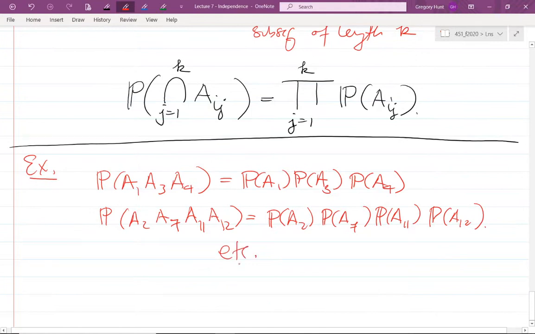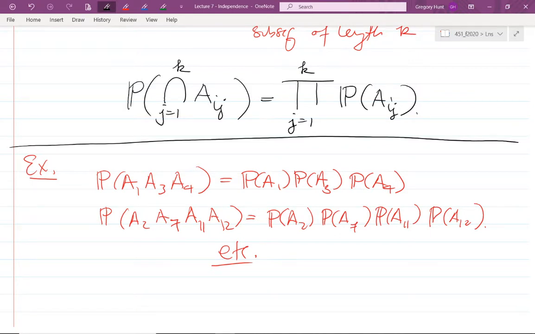I can write, etc. So given a sequence, you'd have to check this for all possible subsequences. So it can be good and bad in some ways. It can be really onerous to check generally, but it's a very powerful condition if you assume it to be true, a mutual independence.